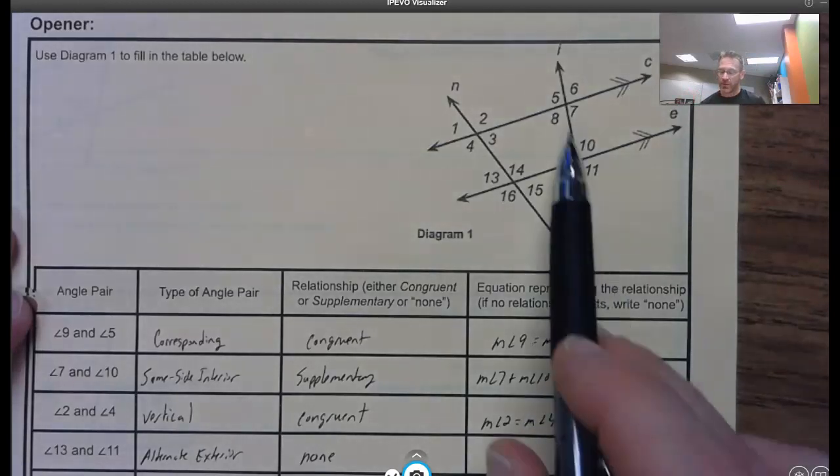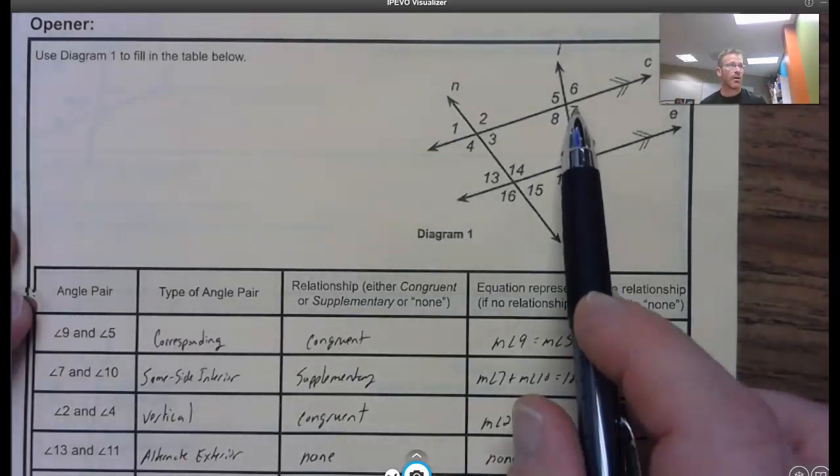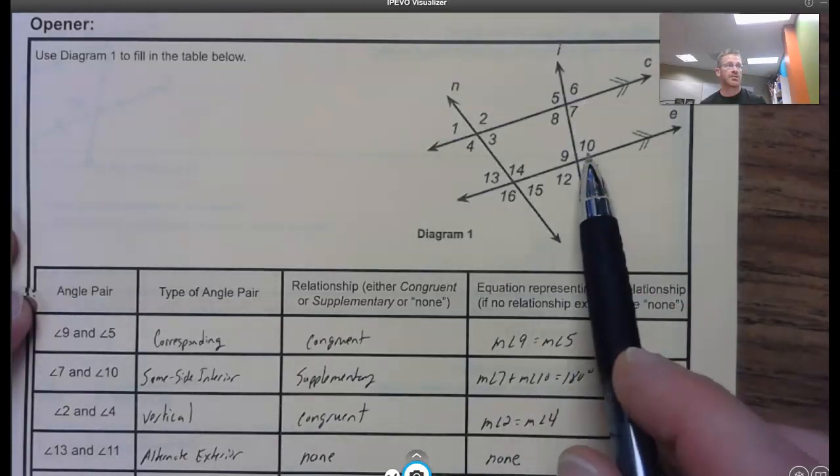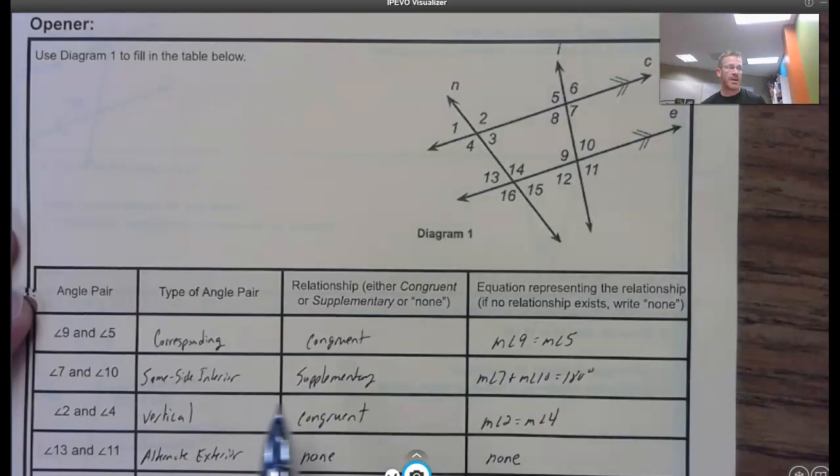All right, so let's look at 7 and 10. Here we go, 7 and 10 are alternate interior angles. Once again, 7 is touching a parallel line here, and 10 is touching the other parallel line here. So that means the measure of 7 plus the measure of angle 10 is equal to 180 degrees.